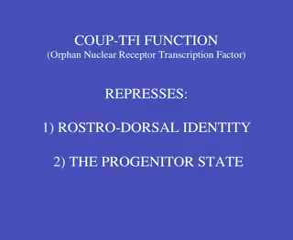The conclusion that I'm going to tell you about COUP-TF1 is that it does two things. It represses identity of rostral and dorsal fate. Said another way, it promotes caudal and ventral identity of the cortex. And it also represses progenitor cell state. Said the other way, it promotes differentiation of neurons.